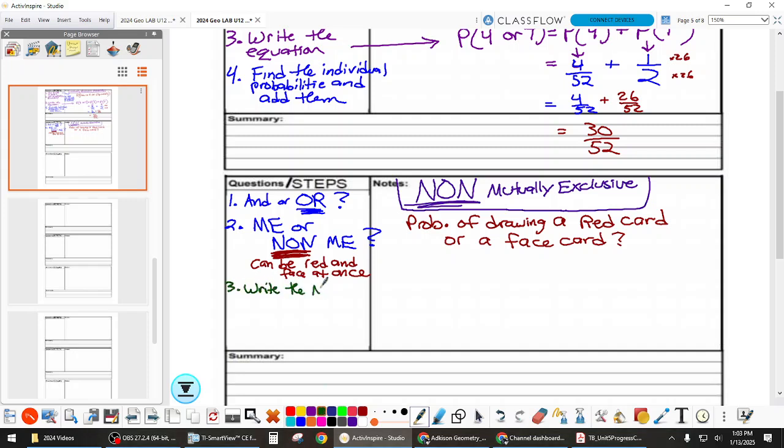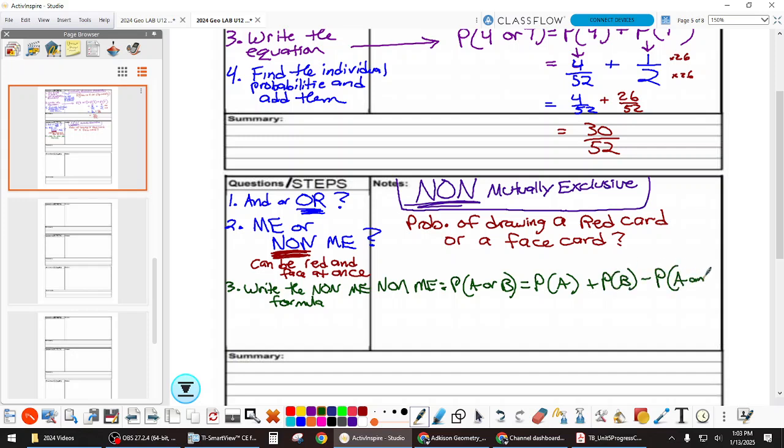Write the non-mutually-exclusive formula, which is what? P, I'm going to shrink that a little bit. You guys look at your notes if you have it handy. P(A or B) equals P(A) plus P(B) minus P(A and B).